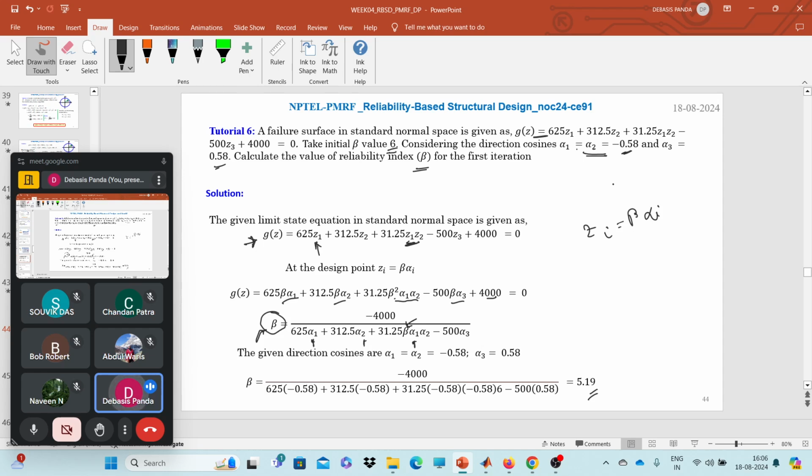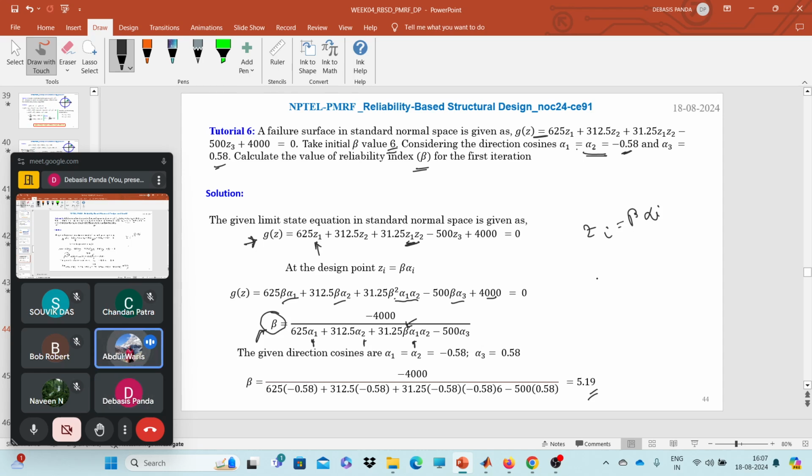Are you getting the value as 5.19? Calculate it, just calculate it. This is how this process is solved. Are you calculating it, or can we move to the next problem, or just solve another problem? Now I think the process and the... Excuse me.